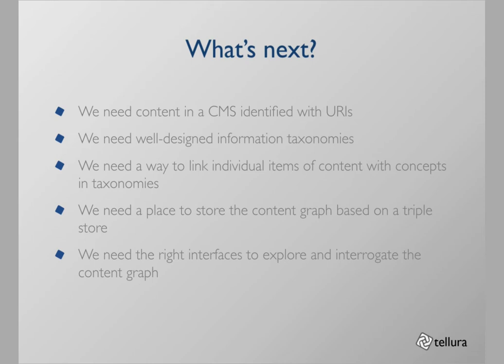But here are the kind of things that I think we need. Content managed in a CMS and identifiable using a permanent unique identifier, and that's a URI. We need well-designed information taxonomies. We need ways to link individual items of content with their concepts. We need a place to store that, not in the CMS, and I think that should be a triple store. And finally, we need new exploratory interfaces to hold things together and to enable us to explore seamlessly across information spaces.